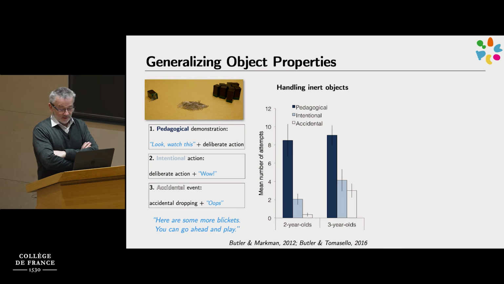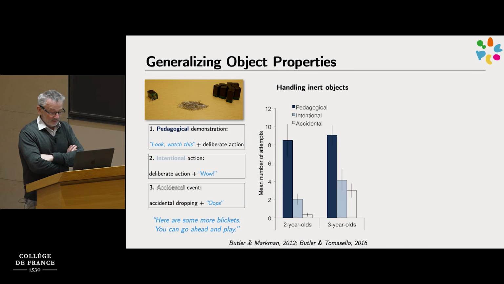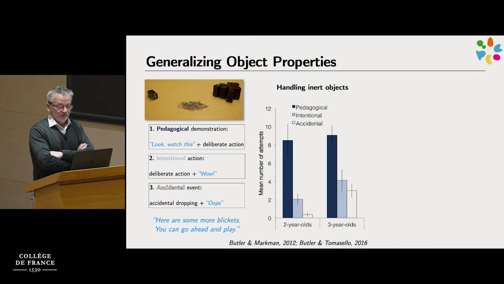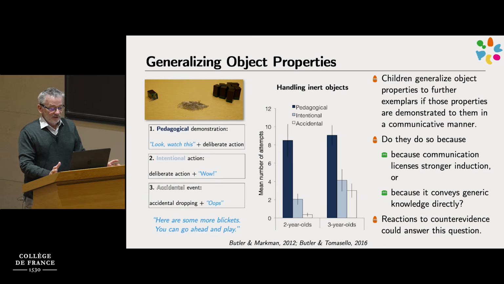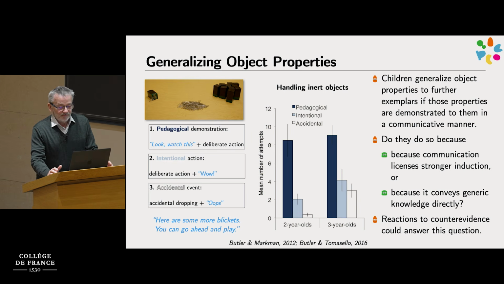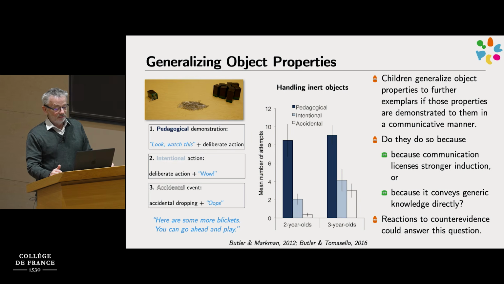2- and 3-year-olds and even 4-year-olds in another study take many more attempts with these objects in the communicative condition than in the other two conditions, suggesting that they are more certain that these objects should be magnetic in that case than in other cases. So children generalize object properties to further exemplars if those properties were demonstrated to them in a communicative manner.